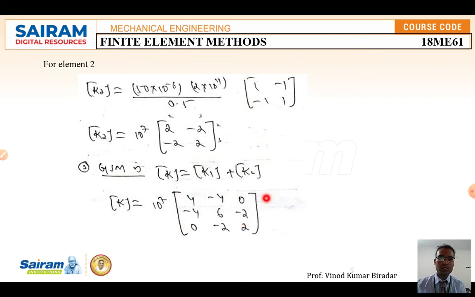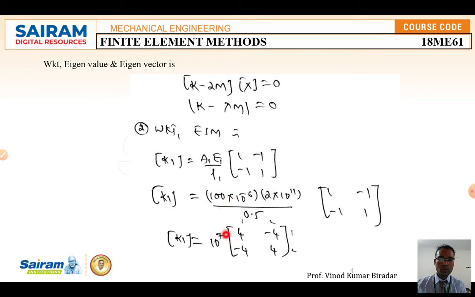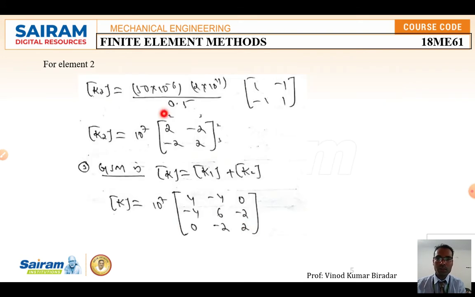Note down the first 3 by 3 matrix. Look at position 1 1 in both matrices: this is the second element, this is the first element. At 1 1, 4 is there in the first, and the second has nothing there, so put 4 here. Like that you have to add and calculate the global stiffness matrix. So this is the global stiffness matrix.